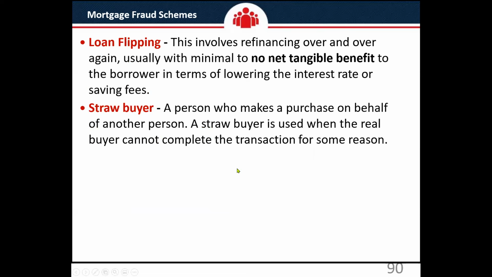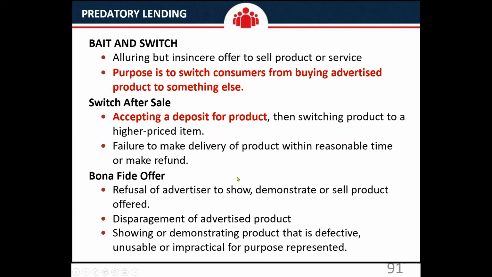Loan flipping is refinancing loans where there's no tangible benefit to the borrower. Straw buyer is using someone else in order to do the loan, using their name, social security number, things of that nature. Also under the ethics, we have predatory lending.